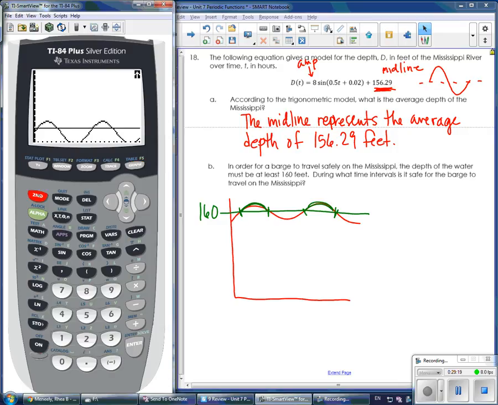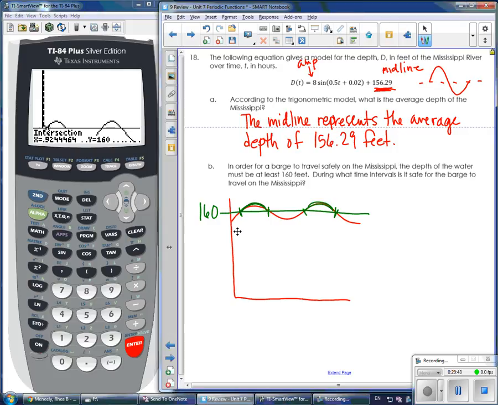So now when I go to second, trace, and choose my intersect, it's a little bit hard to see. You want to use your left arrow, there we see it, and scoot all the way over to that first intersection point. And once you get there, whoops, I went a little too far. Once you get there, if you press enter, press it 3 times. As long as you're really close to the first intersection point, it'll calculate it for you. And so that first intersection point occurs at 0.92.